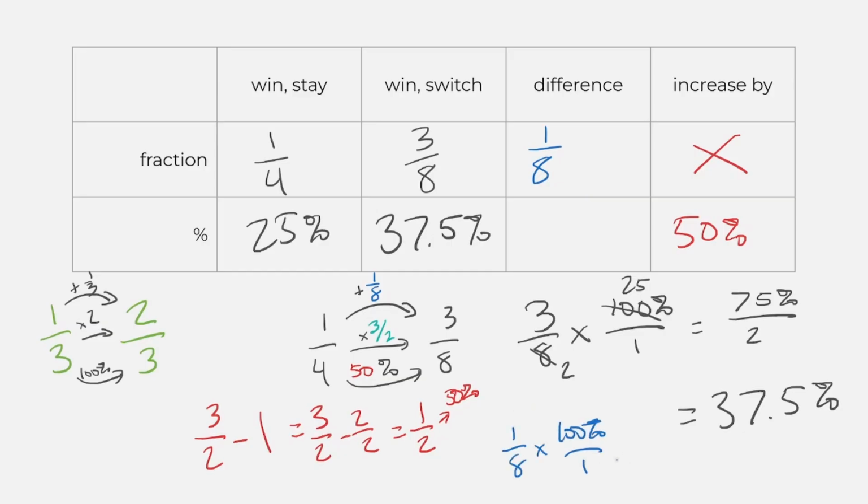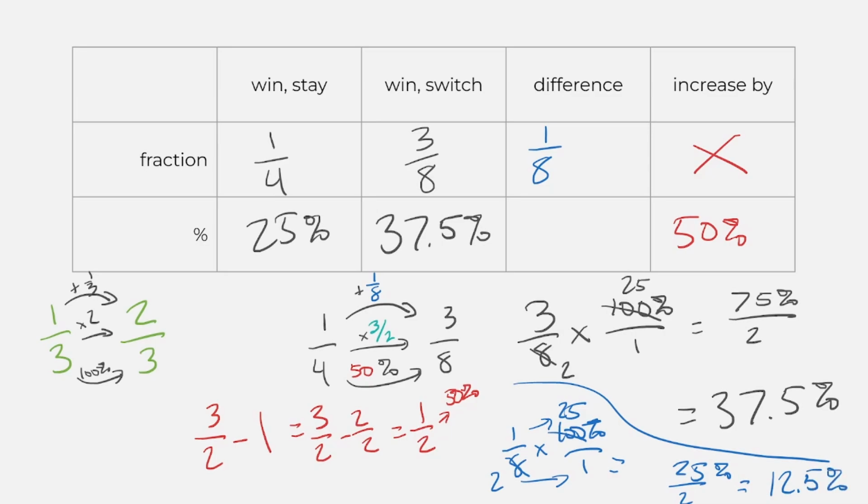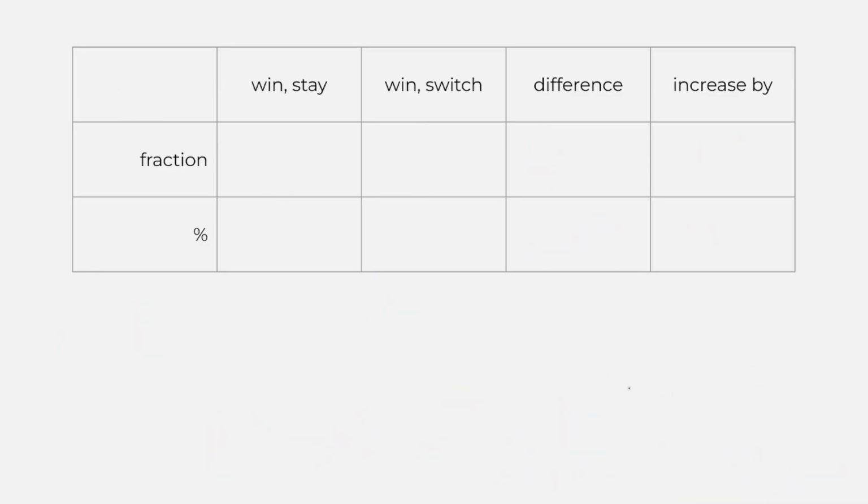Okay, 1 over 8, we maybe already know it, but let's work it out. 100% over 1. Let's do the same thing as before. Let's reduce by 4. So we have 2 over here and 25 over here. Across the top, we have 25. And on the bottom, we have 2. 25% over 2. That's going to be 12.5%. And so we have all of our numbers for 4 doors. All right, let's move on.